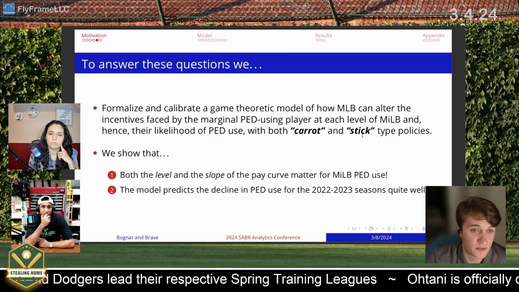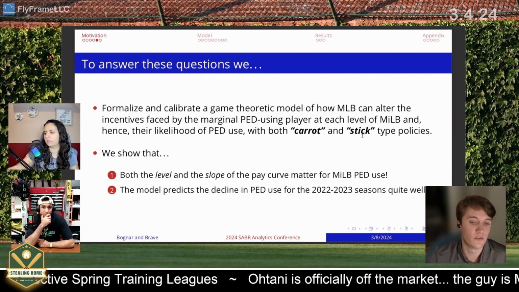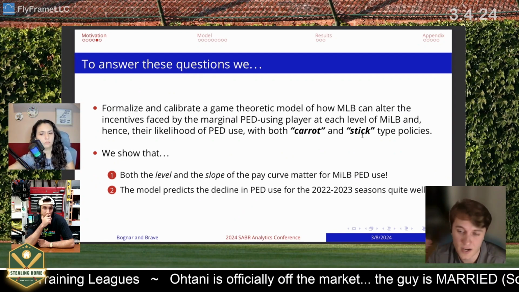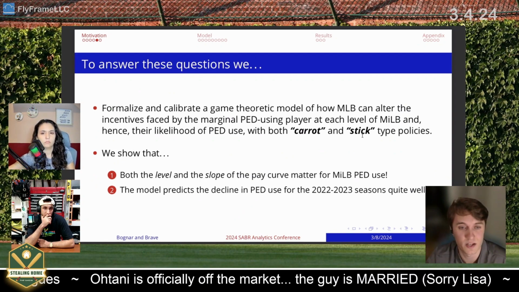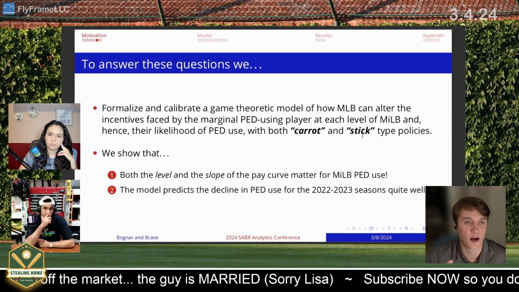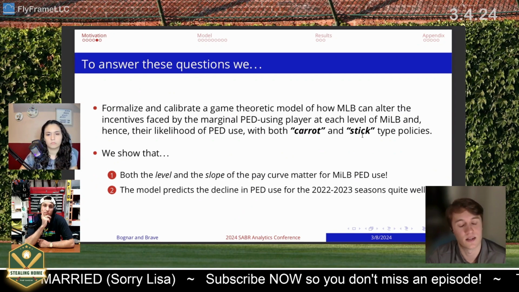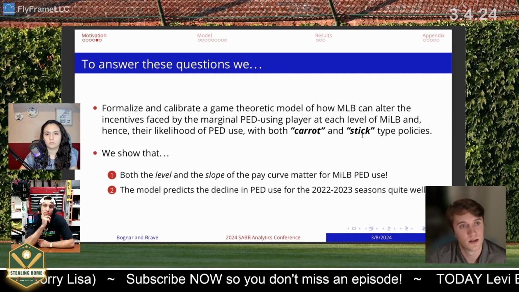And so through this structural model, we show that both the level and the slope of the pay curve is still very important for minor league PED use. The way we're thinking about this is that it's still very important in spite of the fact that minor league baseball has changed a ton.